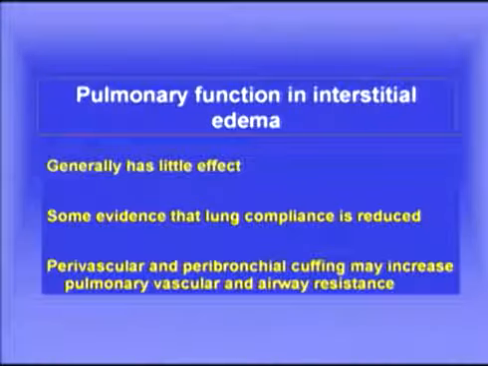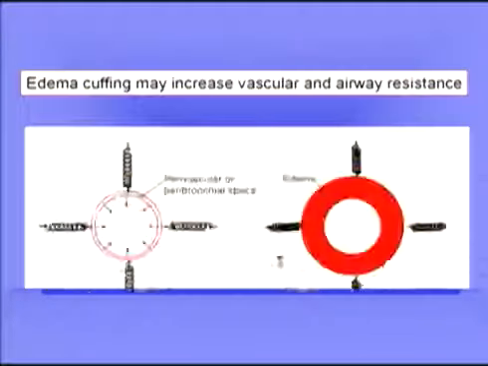Now, interstitial edema has very little effect on pulmonary function. There's a little bit of evidence that lung compliance is reduced. The evidence is not all that strong, but probably the lung becomes a little bit stiffer. But there is evidence that both airway resistance and vascular resistance are increased, and probably this is because of the perivascular and peribronchial cuffing that we saw earlier on.